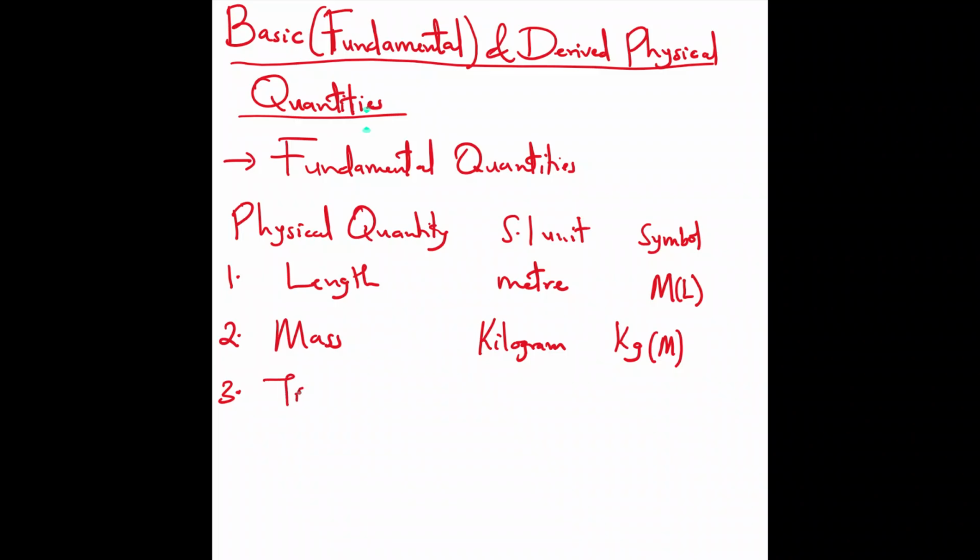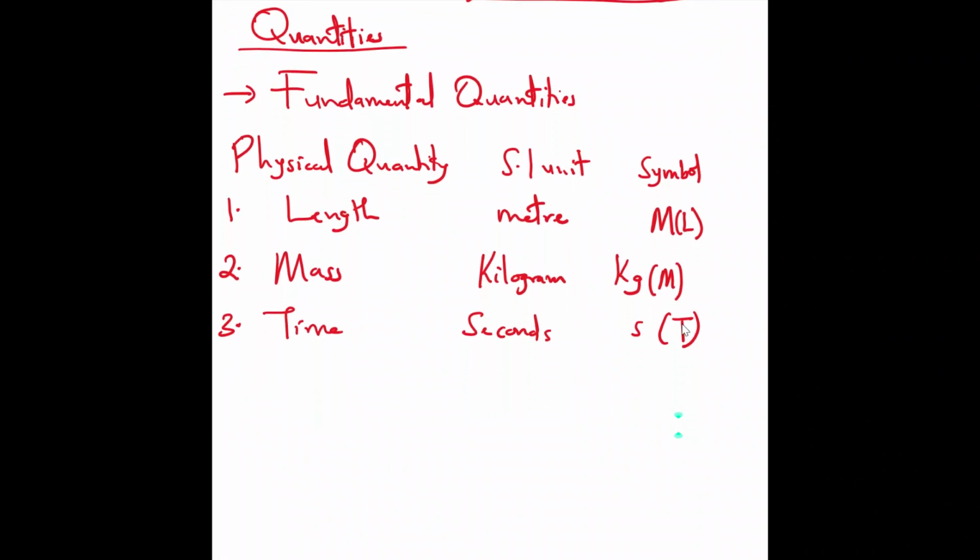The third one is time. The SI unit measures time in seconds, and that's s. In this case, I represent it as T for derived quantities. I'm just using the first letter of each of these physical quantities.